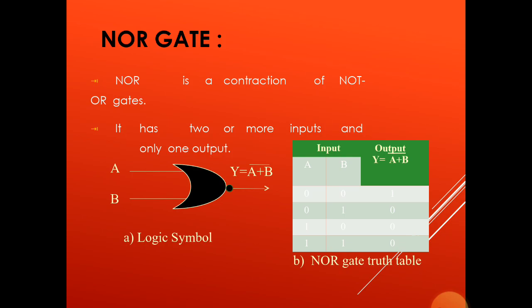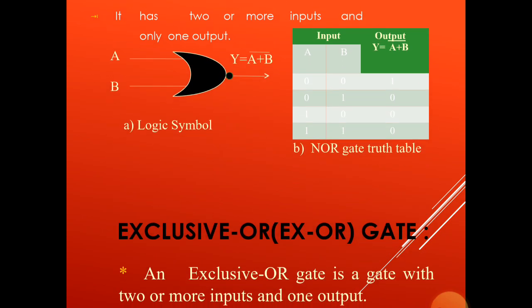NOR gate is a contraction of NOT and OR gates. Here the two inputs are A and B, so the NOR output is A plus B the whole bar. When both inputs are 0 0, the output is 1. When any one of the inputs is 1, the output is 0. This is the logical symbol for the NOR gate.